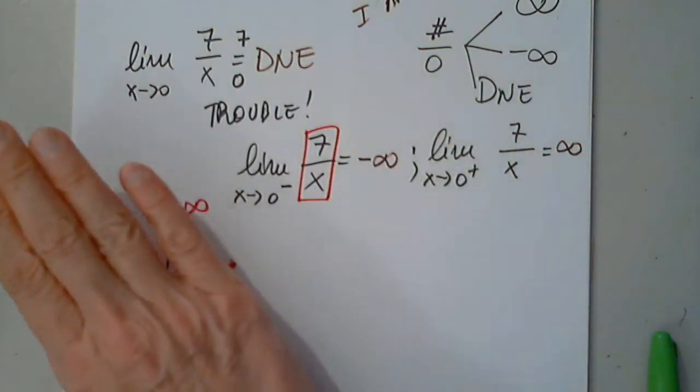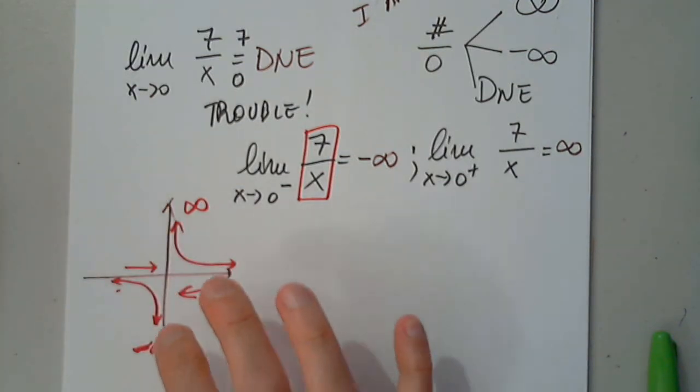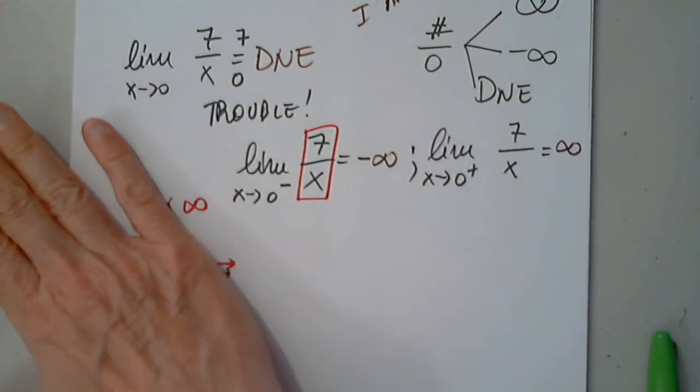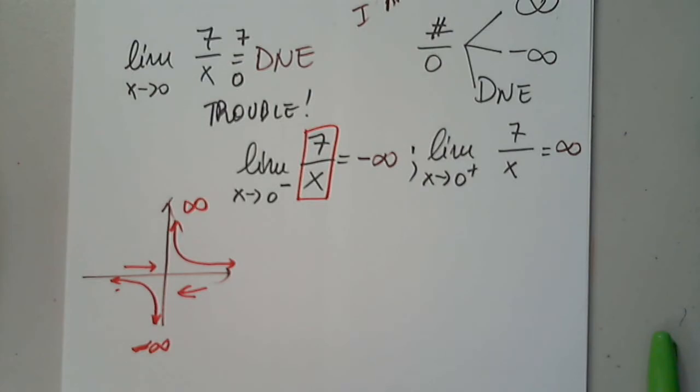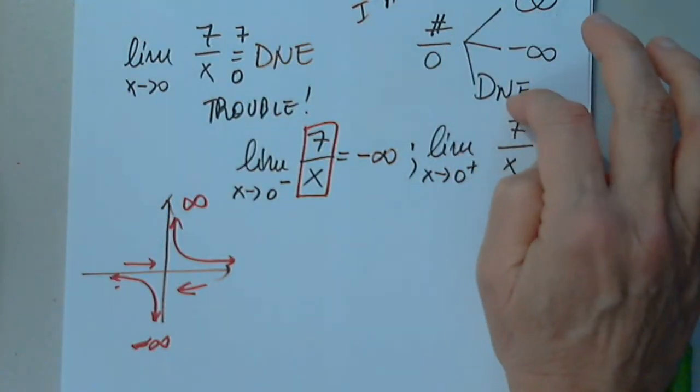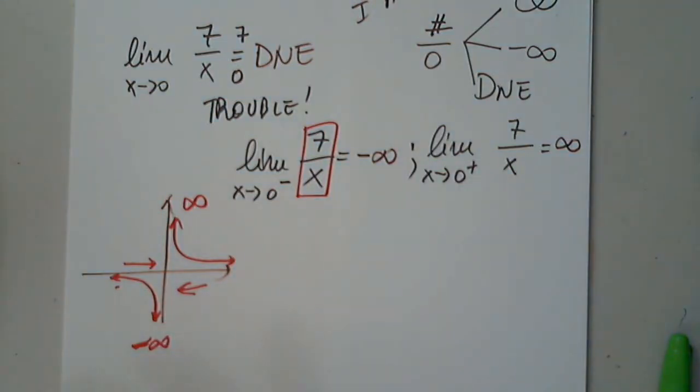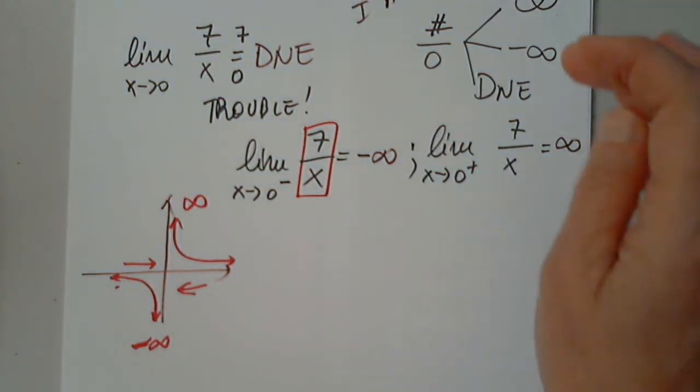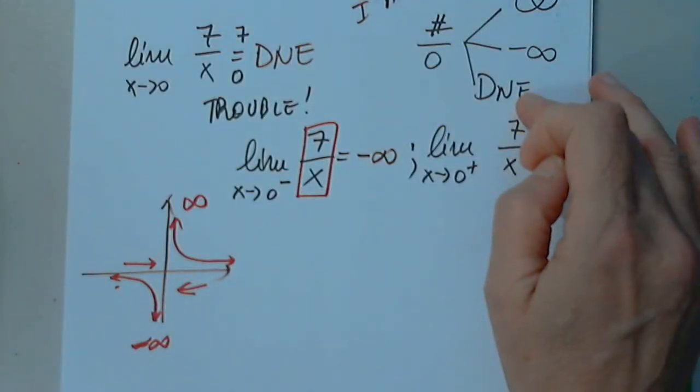But assuming you don't remember the graph, which should be carved in stone, you know that a number over 0 has these 3 options. You can never say anything else, not 0, not 5, not 2.3. These are the only options.